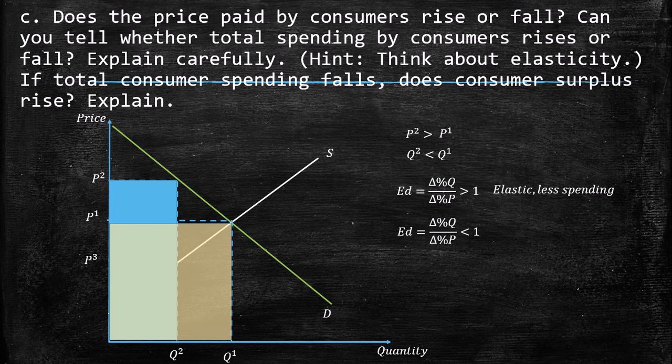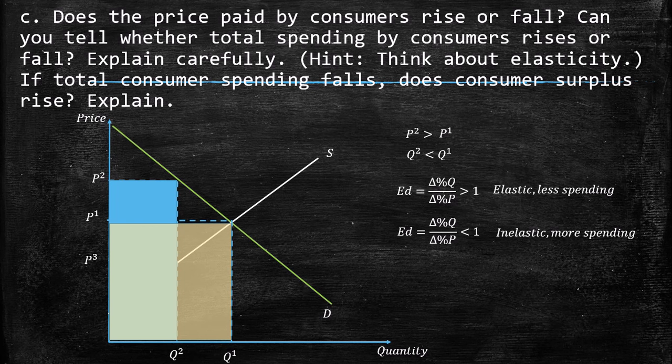But when we have elasticity of demand smaller than 1, it means that even with the percentage change in the price, the quantities are not going to vary as much as the price does. So it means that total spending will increase, because people face an inelastic demand.